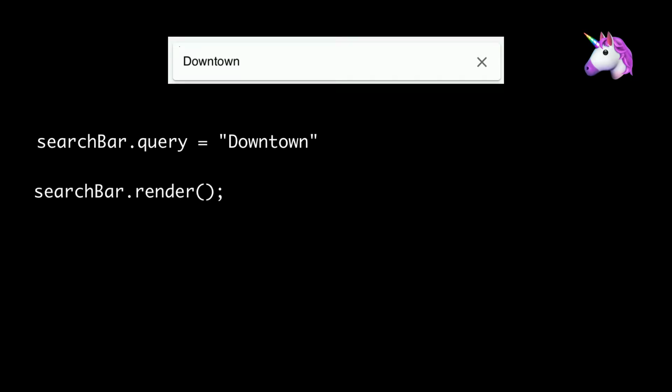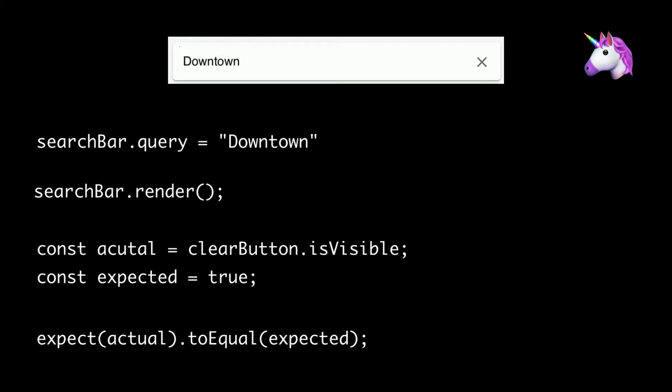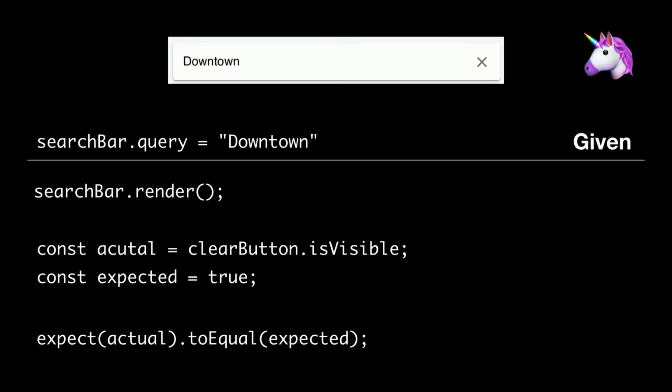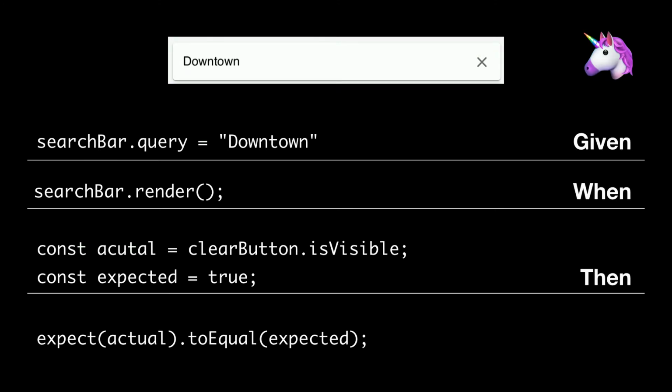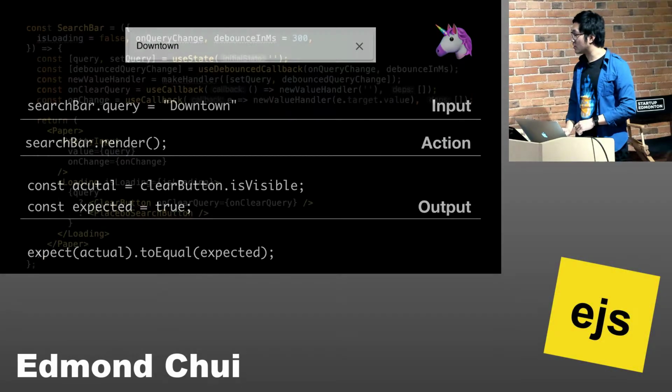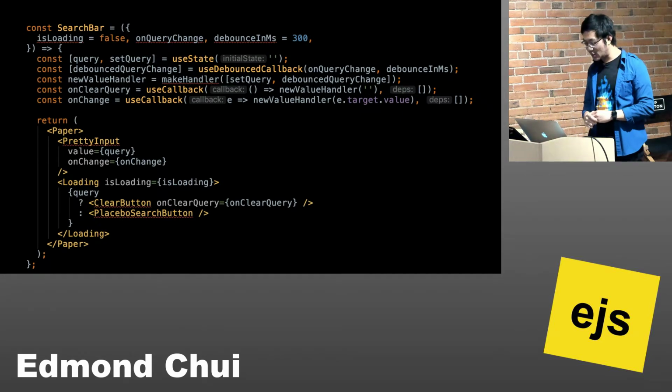So in fantasy land, for every well-designed test, we'll have just that. If we can do that in React, right? Given the query, when it's rendering, then we expect the clear button to be visible. Some people call that input, action, output. And the characteristics of good unit tests have all these components in there. Now, let's go back to our implementation and see if we could do that.